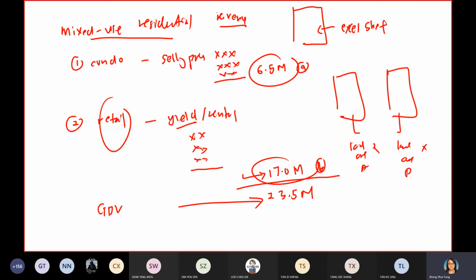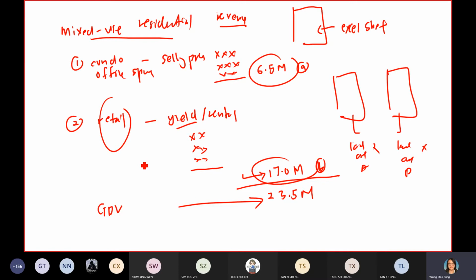Commercial, sometimes people say mixed use residential is a mix of condo and retail. Mixed use commercial is where the upper part they build office space, and the bottom they build retail. That is mixed use commercial. But for the detailed explanation, the better way is you have to refer to the local plan.